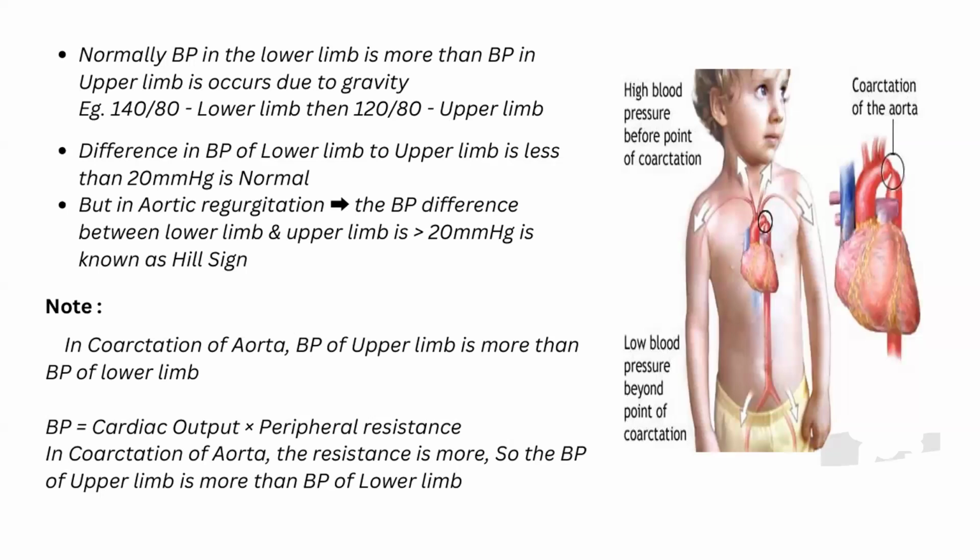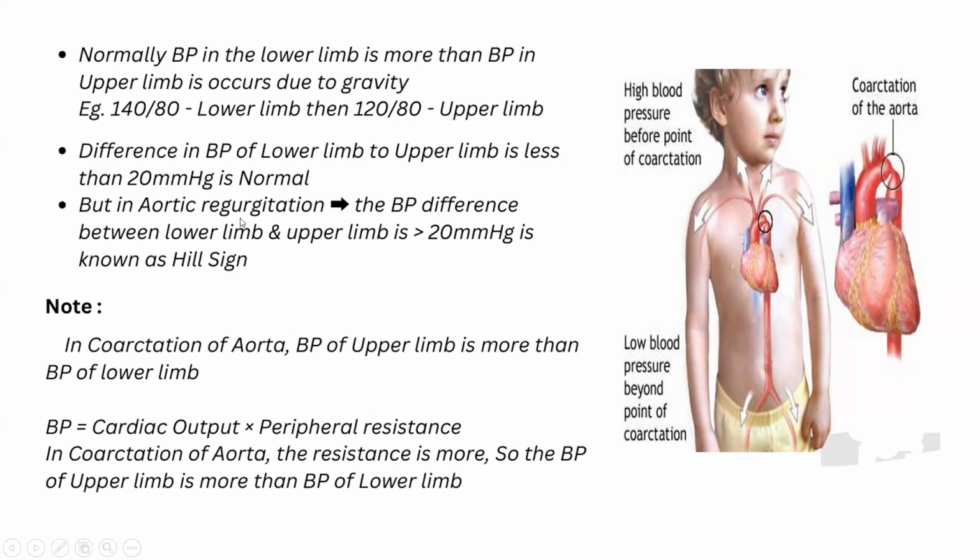Normally the blood pressure in the lower limb is more than the blood pressure in the upper limb because of gravity. Like 140 by 80 can be in the lower limb and 120 by 80 can be in the upper limb. This difference in blood pressure of lower limb to upper limb is normally less than 20 mm of Hg.